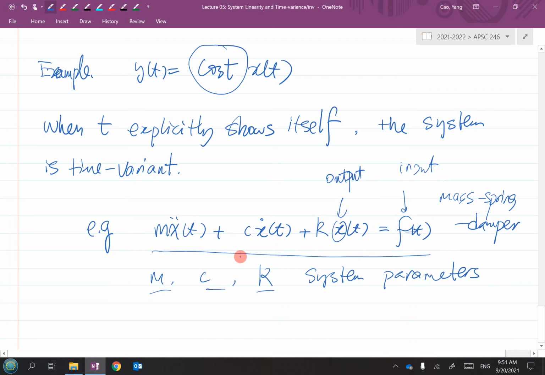Then we can start a new topic called convolution. Any questions? Okay. Come over here if you have any questions.